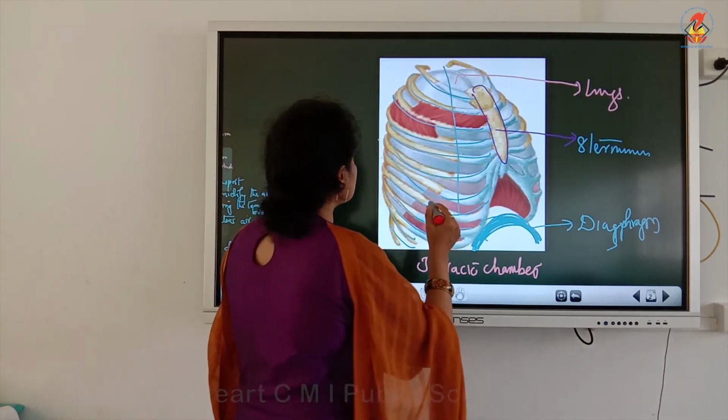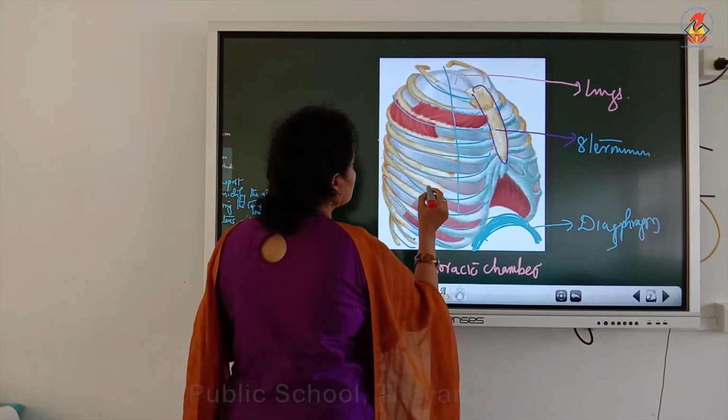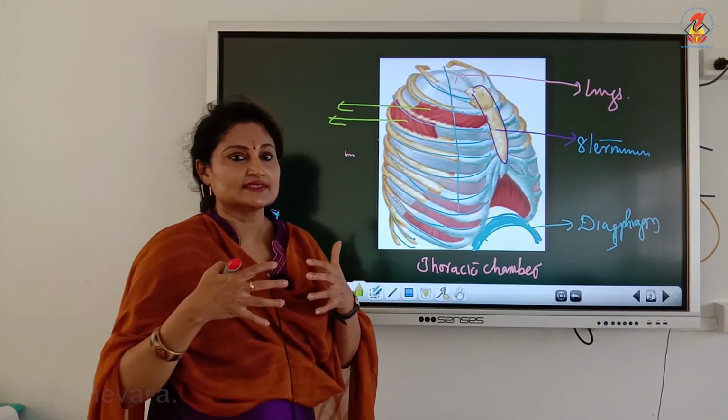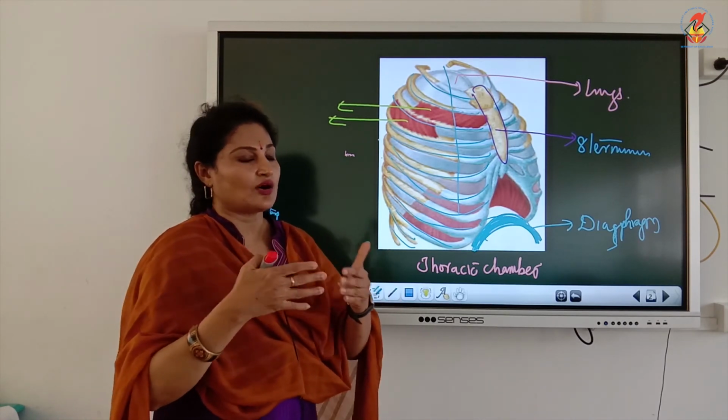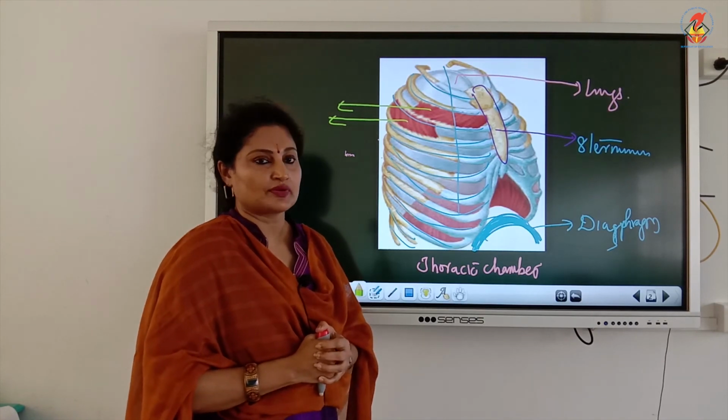There are muscles called the intercostal muscles, the internal intercostal muscles and the external intercostal muscles. See, you can see what is in red, these are the intercostal muscles. Because of the muscles, the ribs move in and out. Okay. So, this is very, very important for the process of breathing.